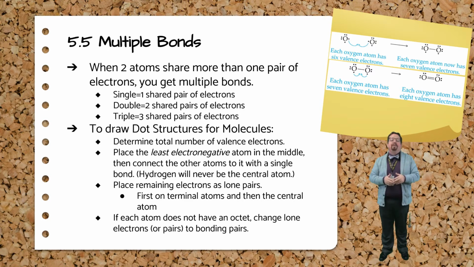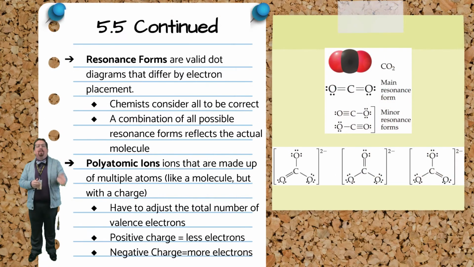Each of these structures is considered to be correct, though some are much more preferred than others. As long as you've fulfilled all octets, your structure should be good to go in most cases. If you have multiple structures that are equally favorable, they're considered resonance structures and are often shown together with arrows between them. The actual molecule is a combination of all these resonance structures.